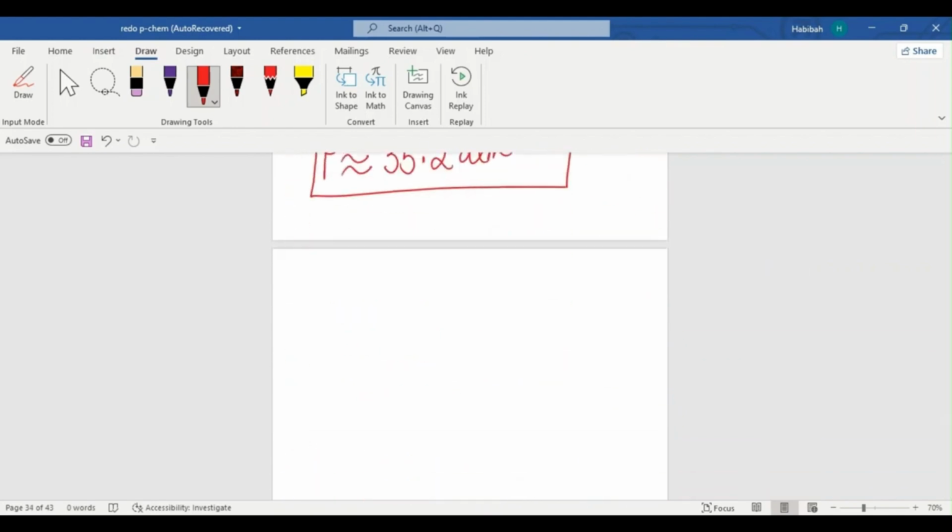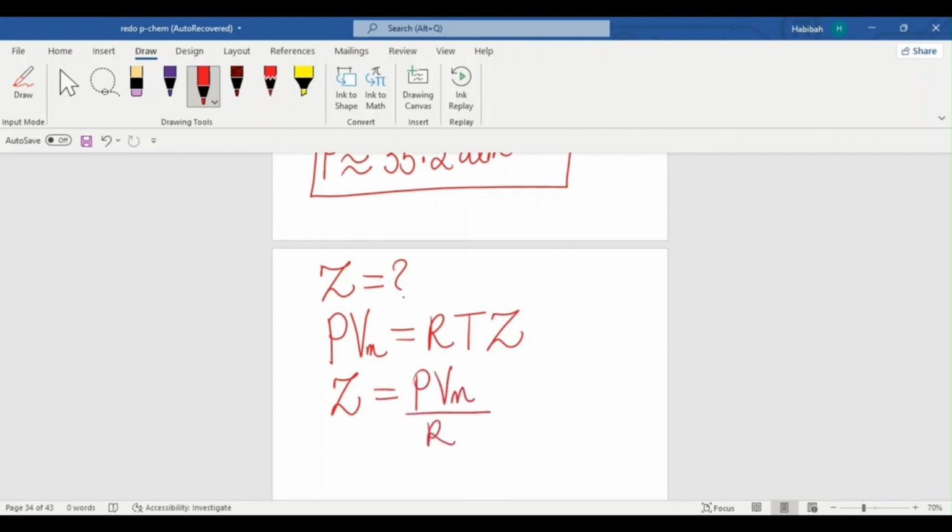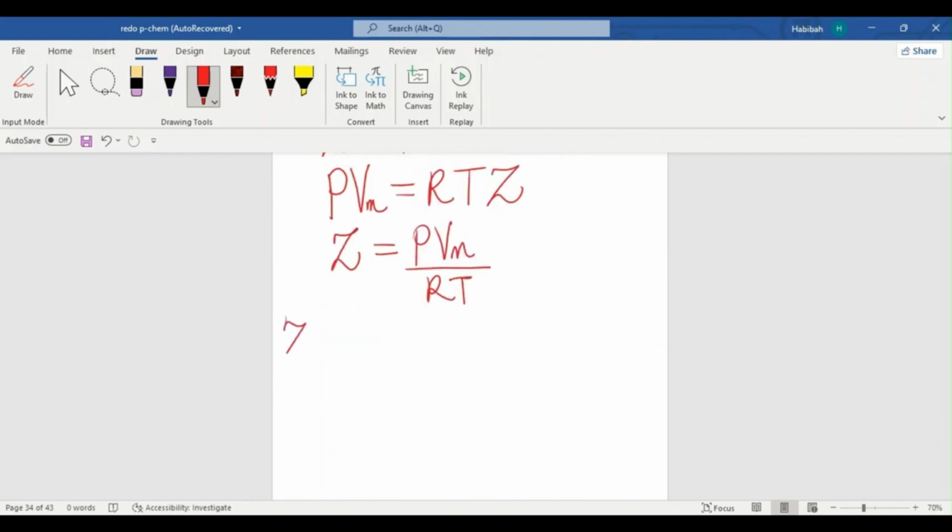So to calculate the compression factor, we have multiple compression factor formulas, but the one that works well with this question is, so compression factor is Z. What works well in this question is the compression factor formula PV_M: pressure times the molar volume equals R, the gas constant, times temperature, times Z, the compression factor. So compression factor Z is simply PV_M divided by RT. Z is the pressure times the molar volume, divided by RT.